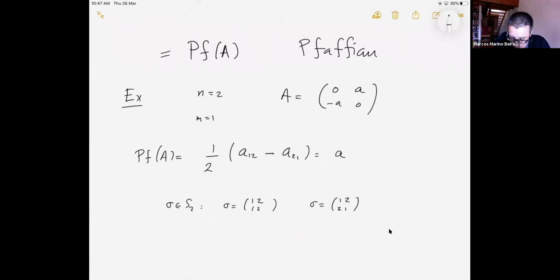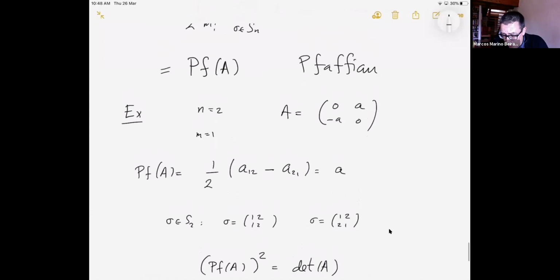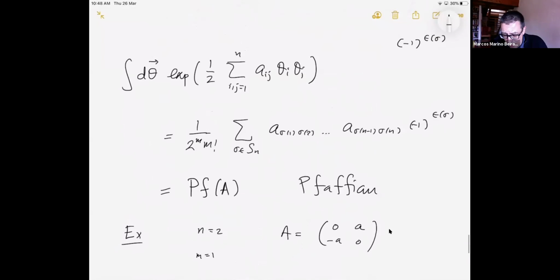It's actually possible to show, and you will do this in the exercise session, that the square of the Pfaffian is the determinant of the matrix. So this is a general fact of life. Of course, in this example it's true, but it's actually more generally true. It's a general property of the Pfaffian. So the Pfaffian of an antisymmetric matrix is, in a sense, the square root of this determinant. And as I said, it's really a natural thing coming from Grassmann variables.